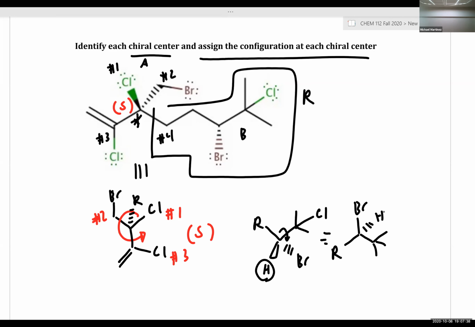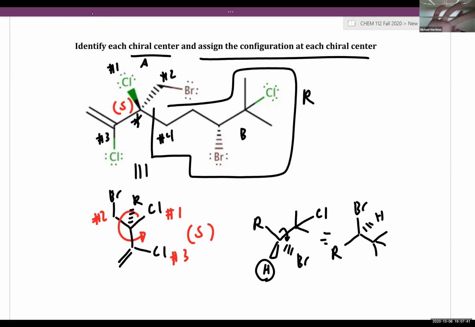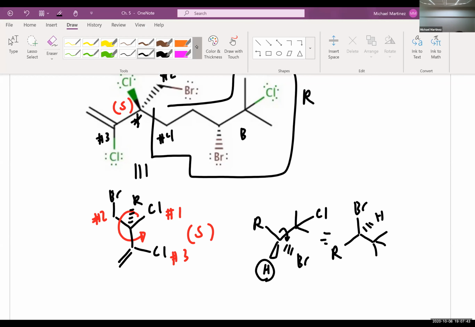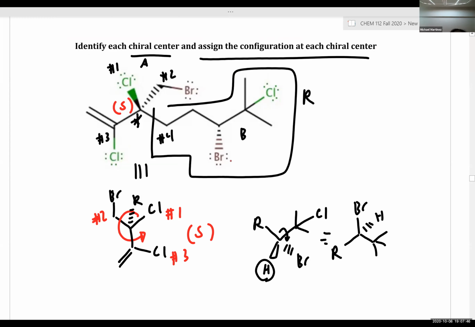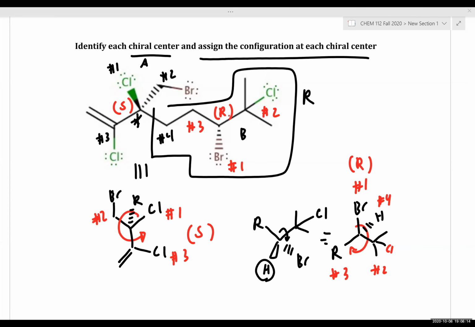Okay, so now that we have that established, we can rank our groups in order of priority. So we know the bromine gets the highest priority, the alkyl chloride gets the second, this long chain alkyl group is the third priority, and hydrogen's the fourth. So now that we have our priority rankings, we simply trace from the highest to lowest priority, and that in turn is a clockwise rotation. So the second stereocenter will be R. Does that make sense to everyone?